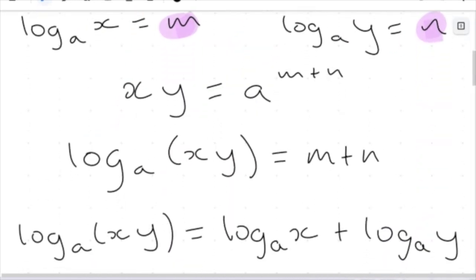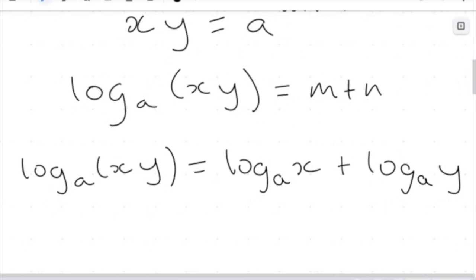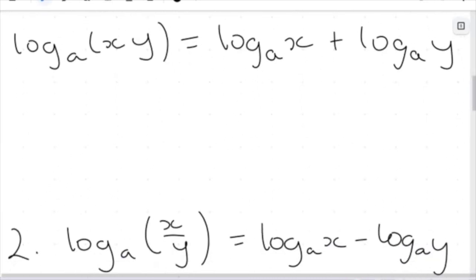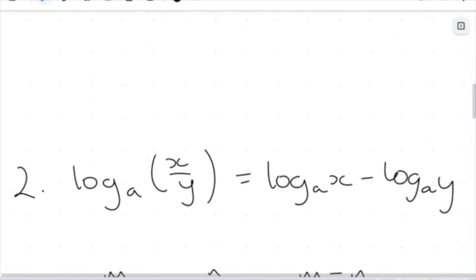Now, this next one here. The second log law tells us that log to the base a of x divided by y equals log to the base a of x minus log to the base a of y.